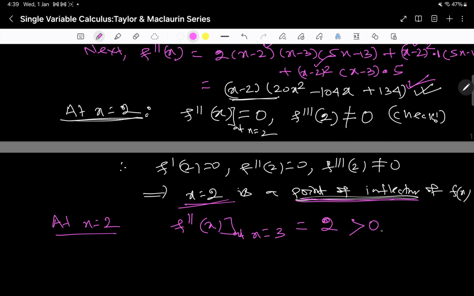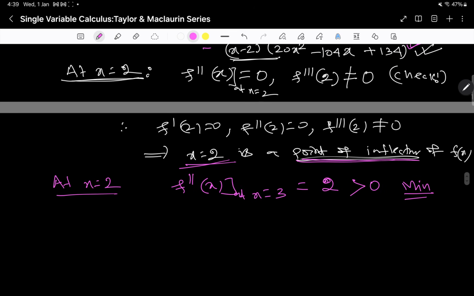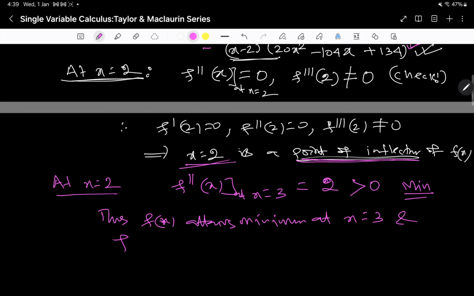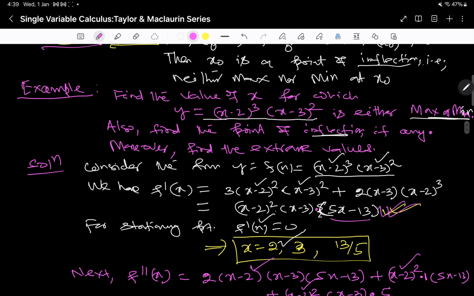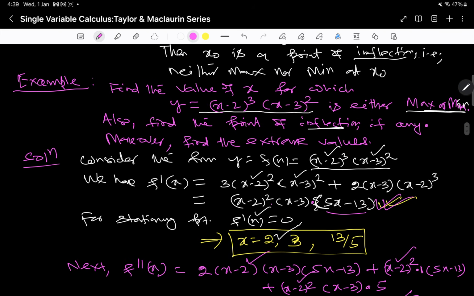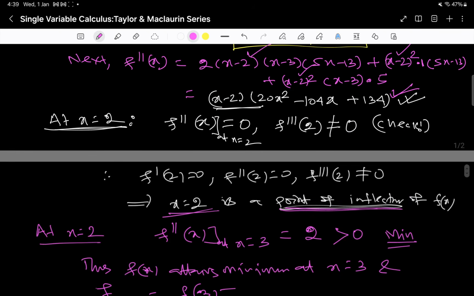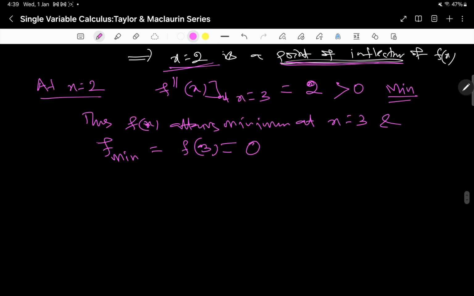Since it is positive, it leads to a minima. Therefore, f(x) attains minimum at x is equal to 3, and the minimum value f min is f of 3. If you substitute 3 here in the given problem, f of 3 will be 0. F of 3 is 0, right?